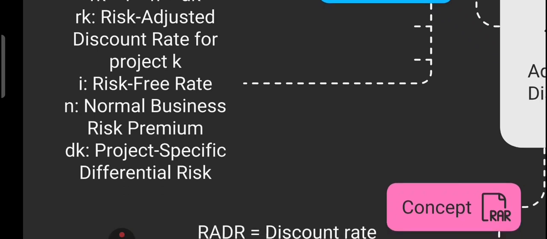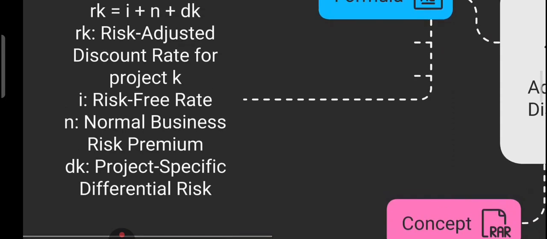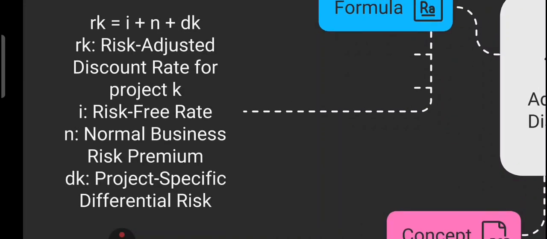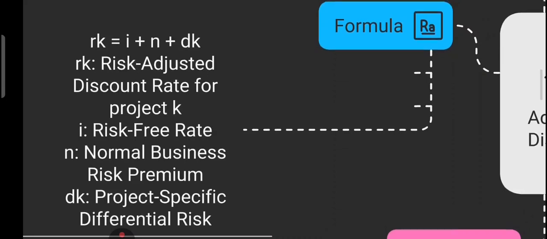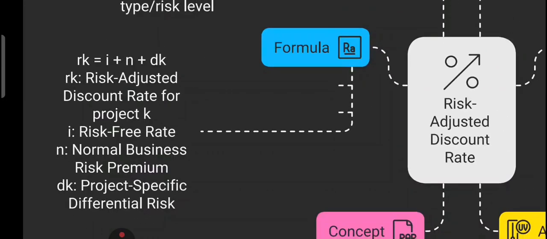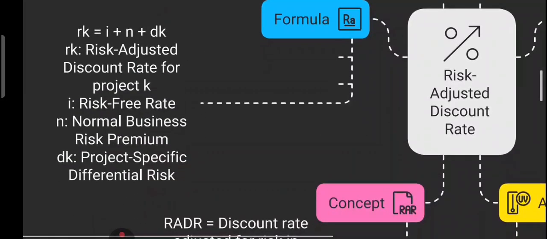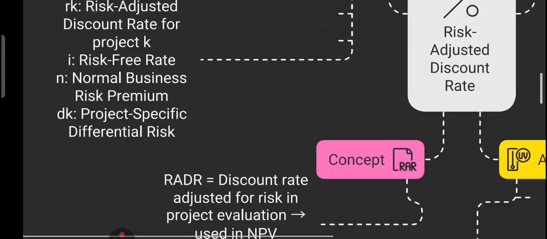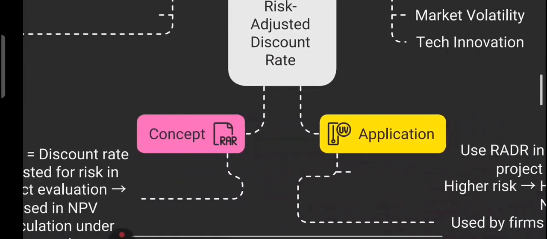And what is dk? dk is the differential risk specific to the project. Yes, I told you now, different project, different risk. So that differential risk is represented by this dk. So the sum of the risk free rate plus the normal business risk premium plus dk gives you the risk adjusted discount rate. I told you now, it takes the time value of money into consideration, and also the project specific risk.